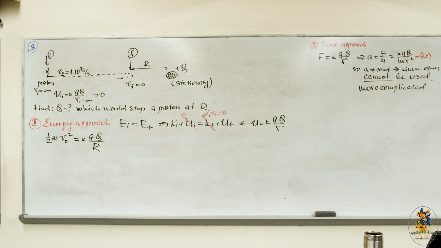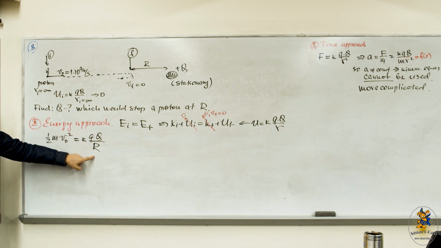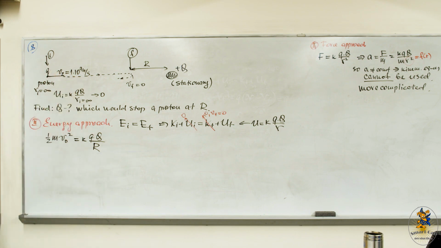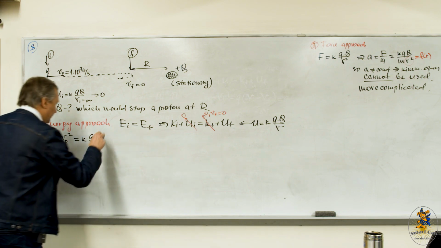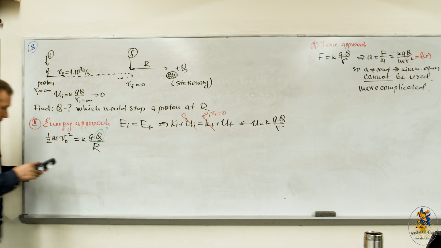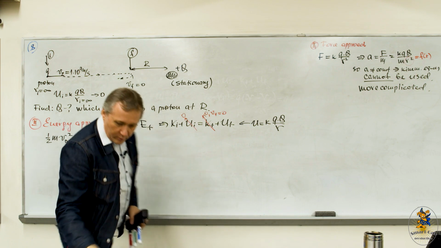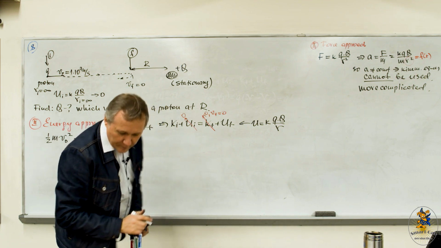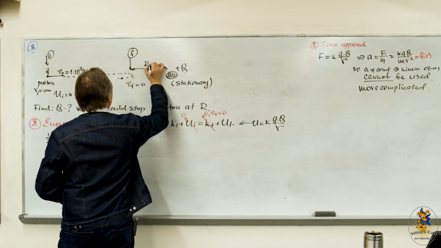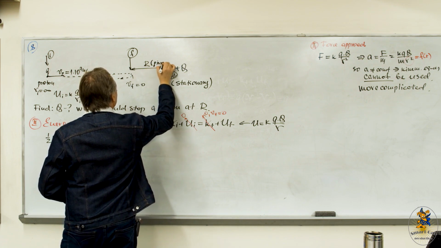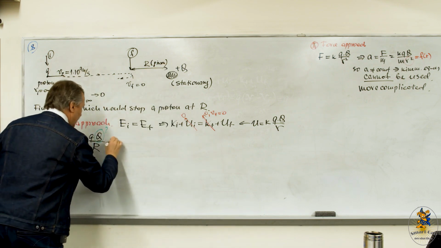So mass, of course, we know mass of the proton, velocity given, k constant, q small, r given. Essentially, we want to stop it at a certain point. We want to find q. So one equation, one unknown. Again, let me write. I didn't use numbers, right? So r is given. So let's solve it for q.